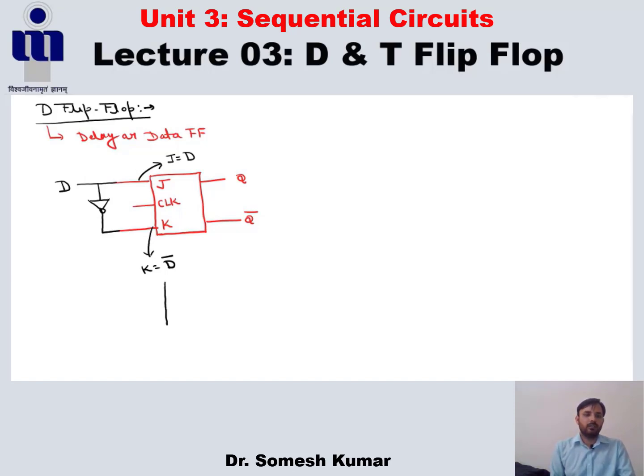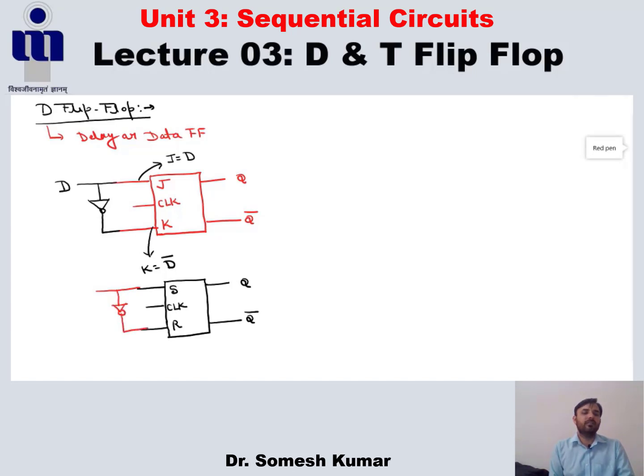Now similarly we can derive this D flip-flop from our SR flip-flop. You know the SR flip-flop also has three inputs, one is S, second one is clock, third one is R, and outputs are Q and Q bar. Now if we connect one NOT gate at the input, then it becomes the D flip-flop. Here S is equal to D and R is equal to D bar.